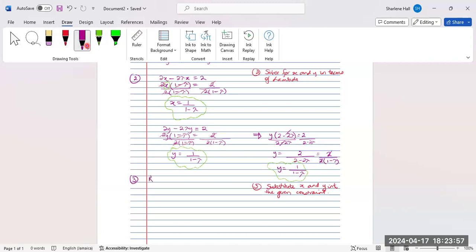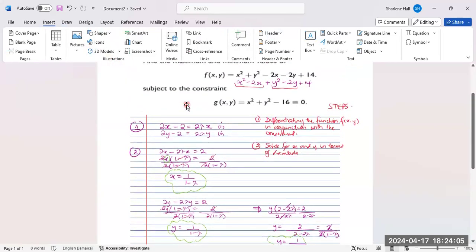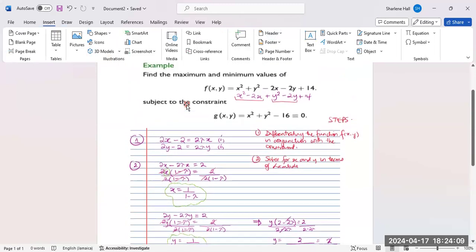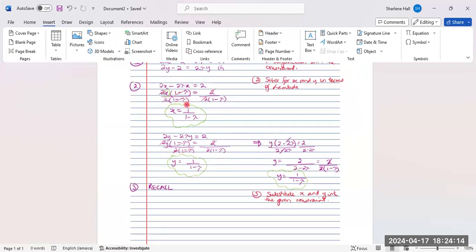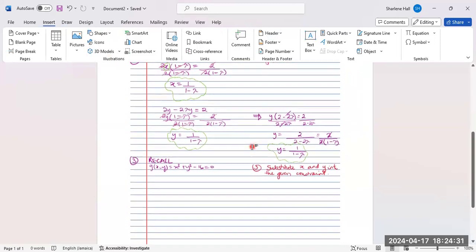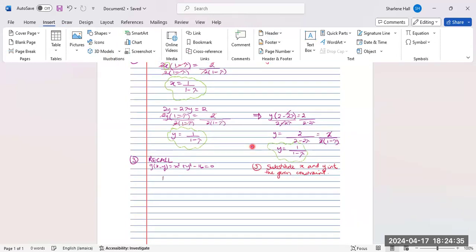Recall, x squared plus y squared minus 16. So that's a constraint. So I'm going to substitute my x and y in it. What's my x? My x is 1 over 1 minus lambda, all squared, plus y, which is 1 over 1 minus lambda. Oh, both of them are the same. All squared, minus 16 equals 0.